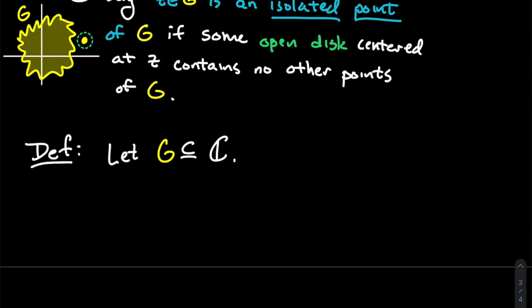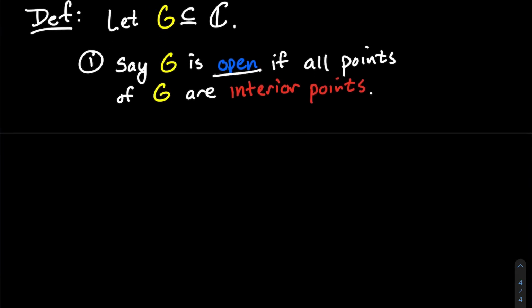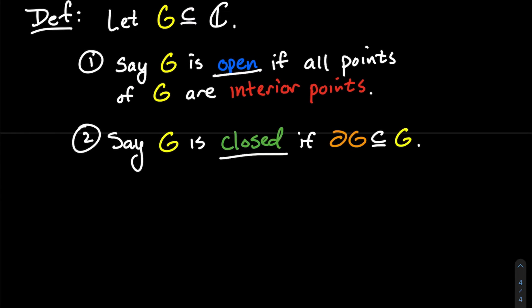What we're going to move on to is we're going to try to expand and extend our vocabulary that we use to define the points that are in and on the sets to describe the actual sets themselves. And so we're going to say that G is an open set if all of its points are interior points. And we'll say that G is a closed set if G contains its boundary.